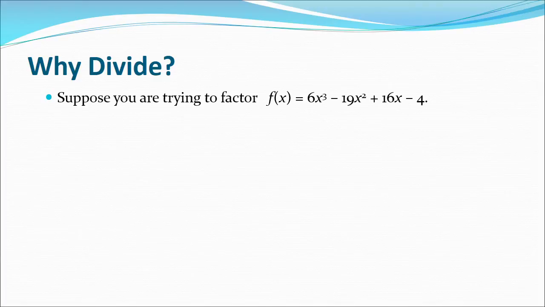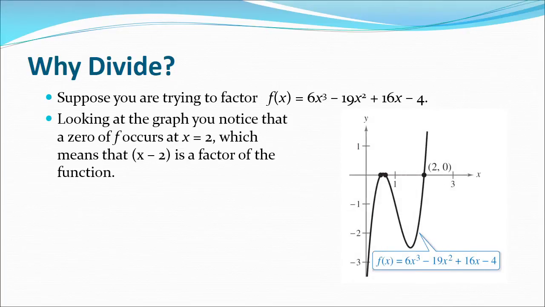So why are we dividing? Well, let's say you're trying to factor f of x equals 6x to the third minus 19x squared plus 16x minus 4. If you look at the graph, you'll notice that a 0 occurs at x equals 2, which means that x minus 2 is a factor of the function.